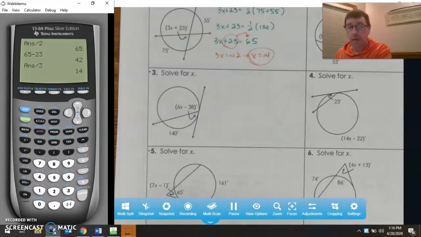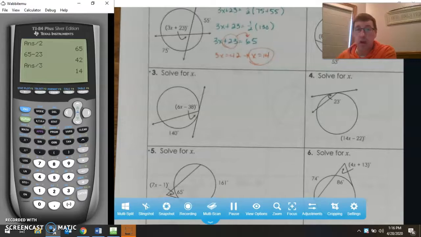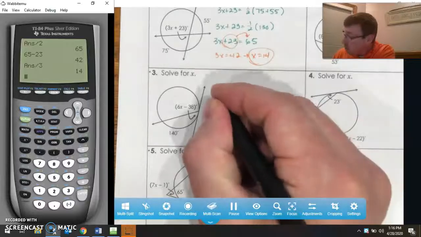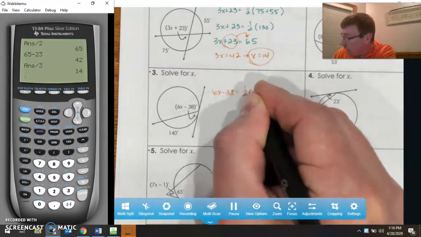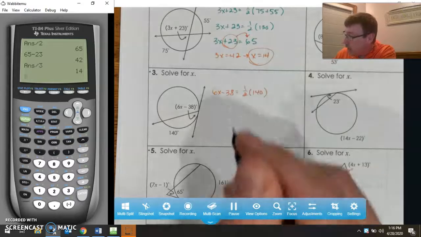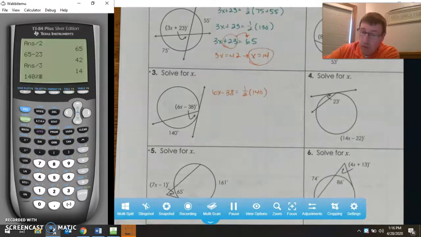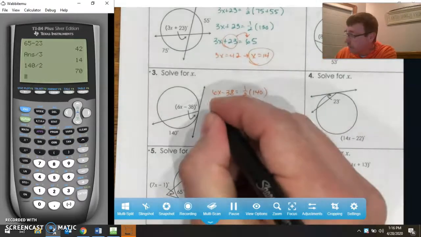Now, number 3, again, this is a problem from yesterday's video. We know this angle is like an inscribed angle, so we know it's going to be half the measure of the intercepted arc. So I know that 6x minus 38 will be 1/2 of 140. Hopefully we don't need a calculator on this. We could figure out half of 140 is 70.